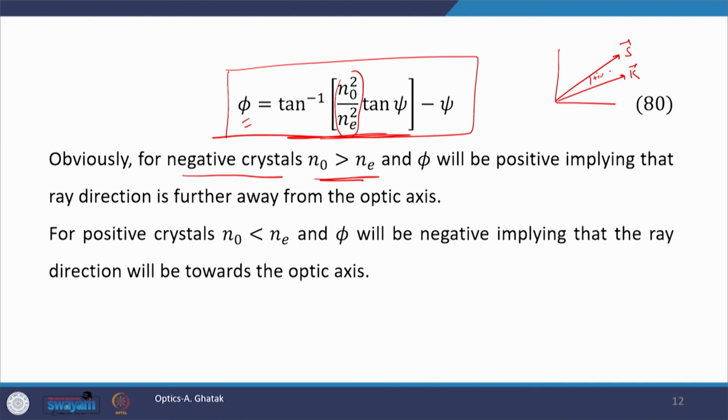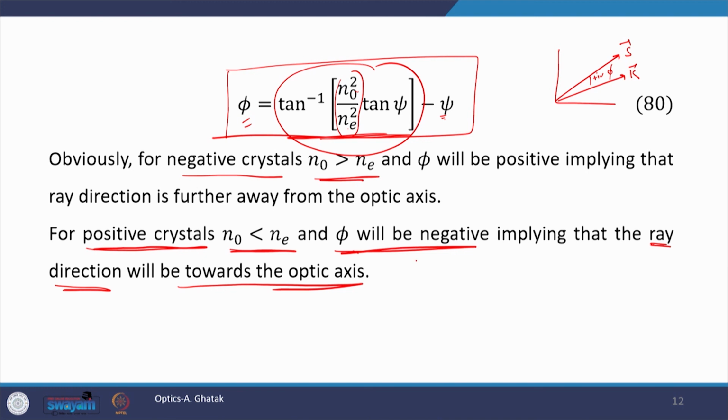This is positive phi. For a positive crystal, no would be less than ne, and since no is less than ne, this quantity would be smaller than psi, and therefore phi would be negative, and it means that the ray direction, meaning the direction of the Poynting vector, will be towards the optic axis. It means in this particular case, if k is pointing in this direction, then S would be pointing here. This would be the phi which is negative.